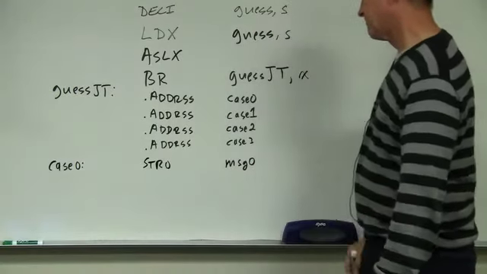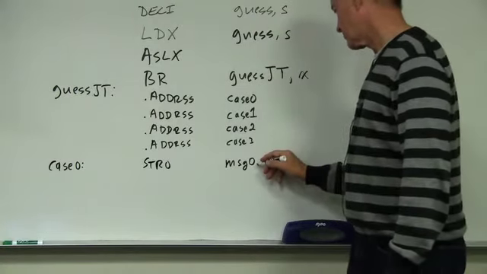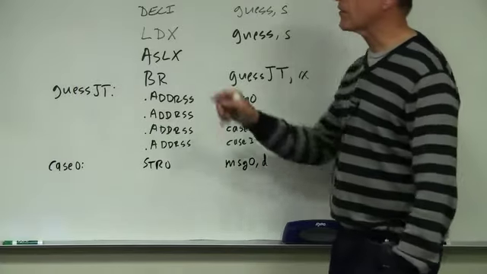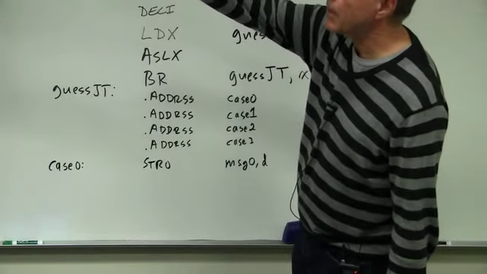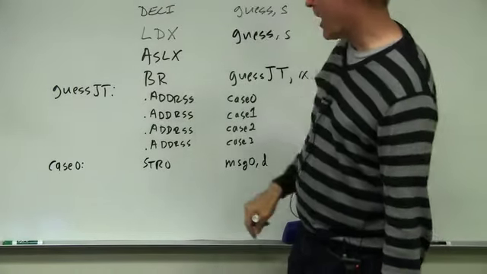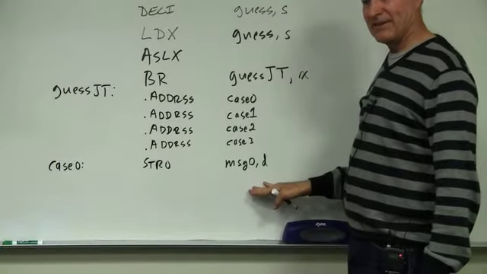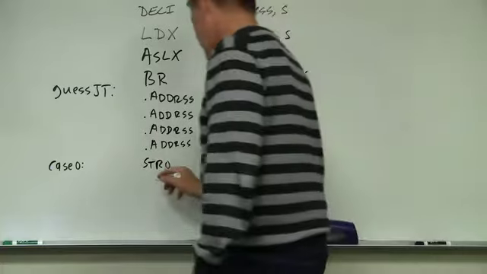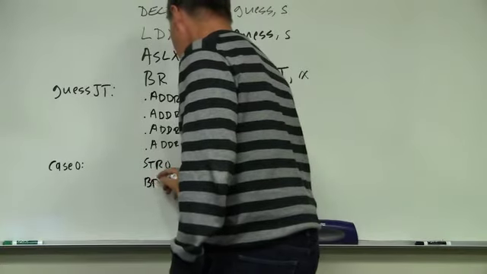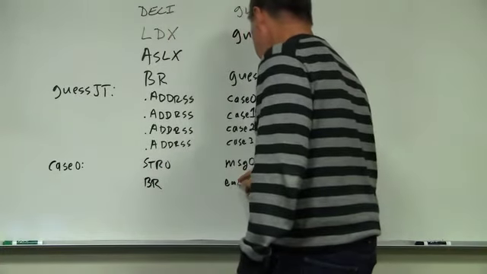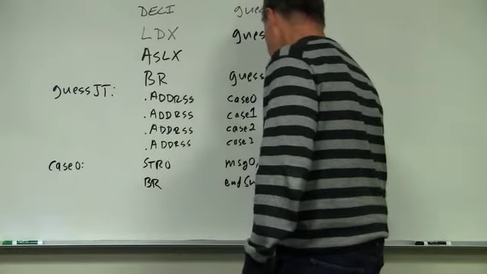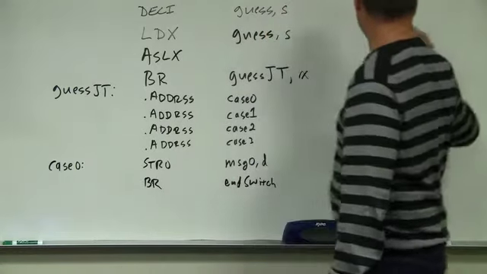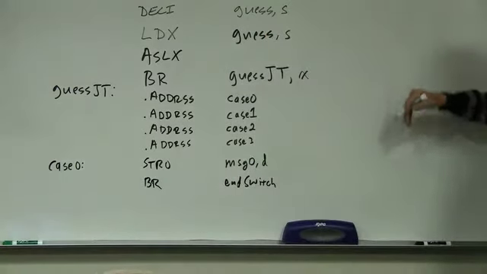Are you with me? And addressing mode is what when you do a STRO? Direct. And now what comes after that? Break. So now what do you suppose break is? Branch to end the switch, right? So this would be BR end switch.